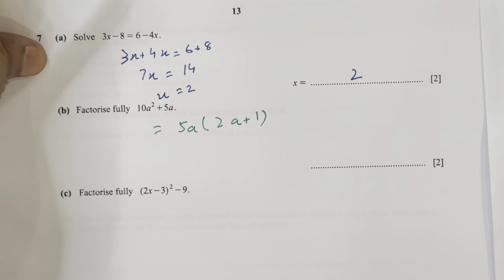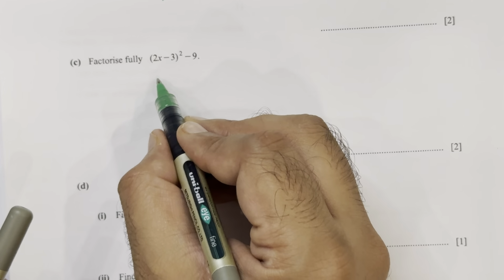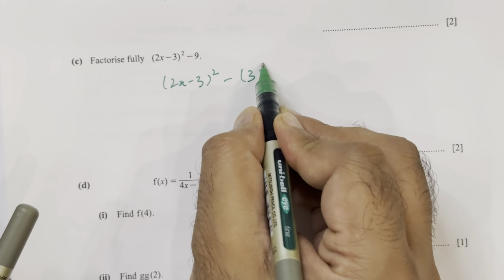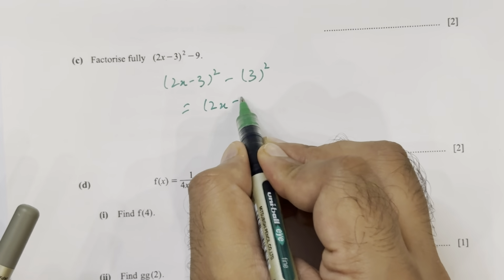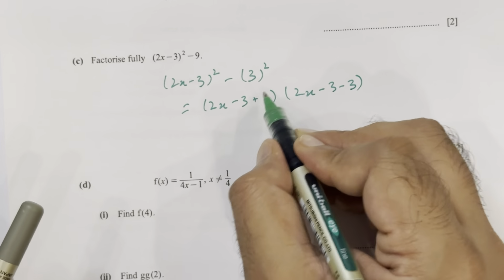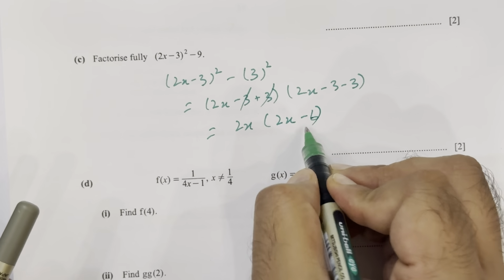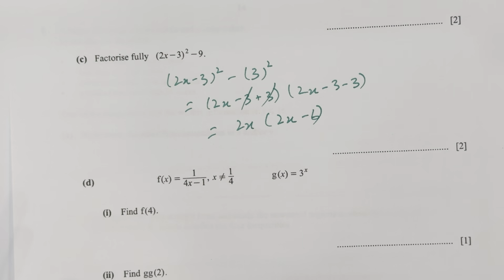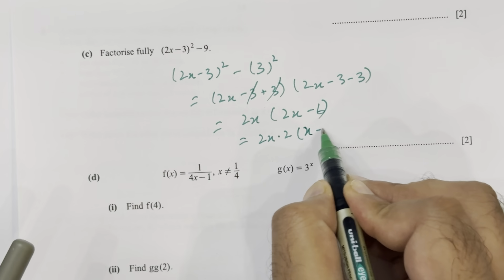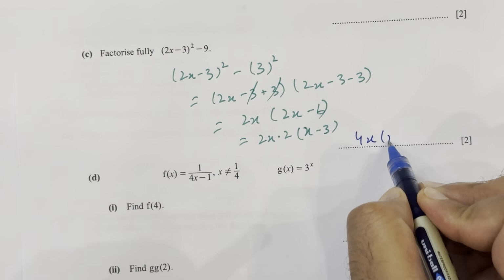Moving to C part, factorize fully 2x minus 3 whole square minus 9. So it would be like that, a square minus b square: 2x minus 3 whole square minus 3 whole square. So it will be 2x minus 3 plus 3 and 2x minus 3 minus 3. The 3s cancel, and we get 2x and 2x minus 6. So take 2 common from it, 2x and x minus 3. So you get the final answer, that is equal to 4x into x minus 3.